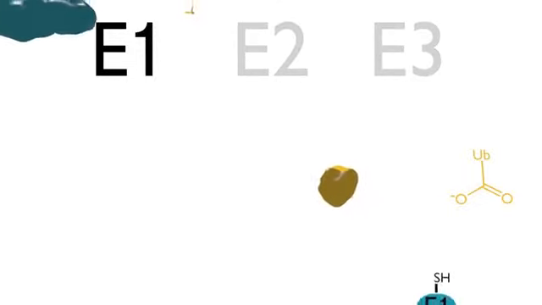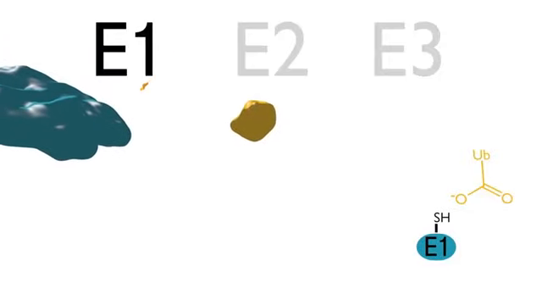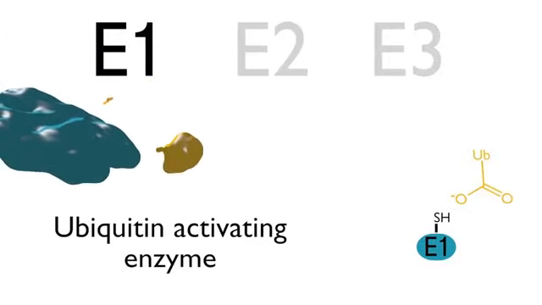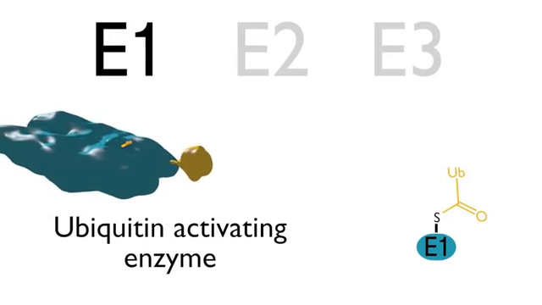Let us now examine the cascade of reactions that lead to ubiquitin attachment to a protein. These reactions are catalyzed by 3 different enzymes known generically as E1, E2, and E3. In the first step of this reaction, the ubiquitin C-terminus is covalently attached by a thioester bond to the active site cysteine of the E1, or ubiquitin activating enzyme. This reaction is powered by ATP hydrolysis.